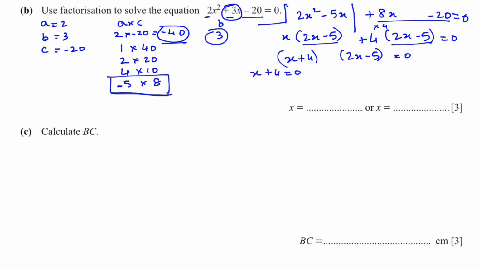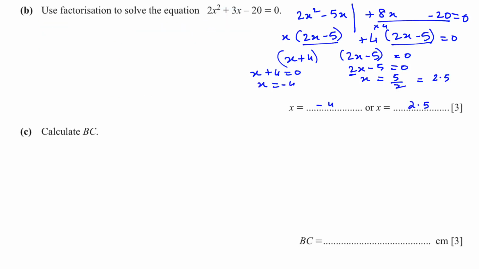Therefore, x plus 4 is equal to 0 and x is equal to negative 4, or 2x minus 5 is equal to 0 and x is equal to 5 divided by 2, which is 2.5. In most of the calculators, you can solve the quadratic equation. You have to substitute your a, which is 2, b, which is 3, and c, which is negative 20.